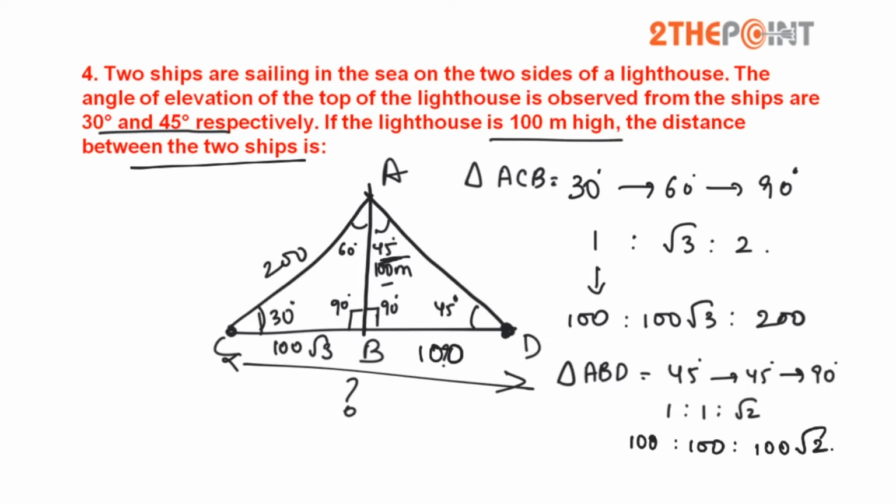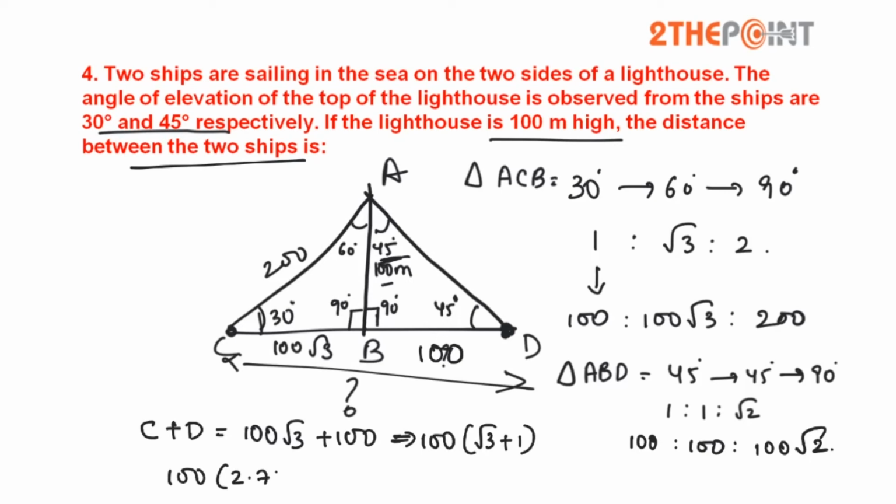Therefore, we have to add C plus D, which is equal to 100 root 3 plus 100, which is equal to, taking 100 common, 100 times root 3 plus 1. We know that root 3 is nothing but 1.73. So 1.73 plus 1 is nothing but 2.73. 2.73 into 100 is nothing but 273 meter. This is the distance between the two ships.